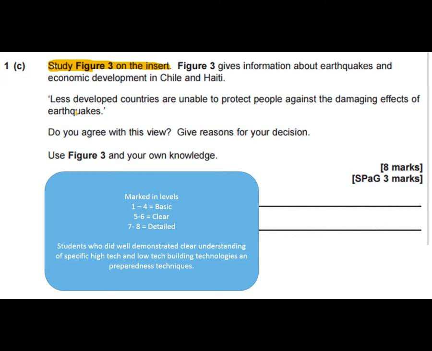Quote: less developed countries are unable to protect people against the damaging effects of earthquakes. The examiner likes to use damaging effects to mean buildings. They aren't really talking about people. You can use the idea of buildings falling down, or damage to buildings as leading to people being hurt, but he means damaging effects as something that's happening to the buildings.